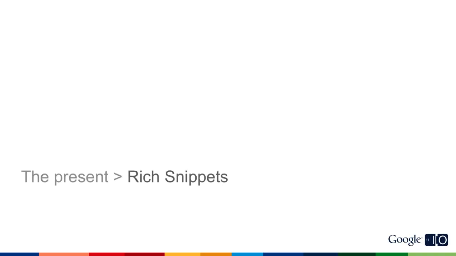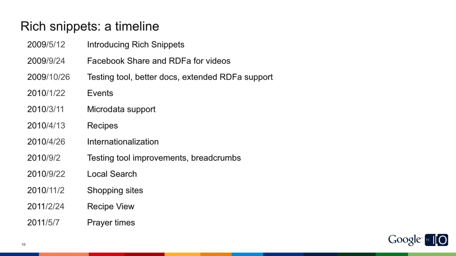All right, so let's talk about rich snippets. We'll dive into this topic. Rich snippets have been around for about 2 years. In fact, 2 years, 2 days from now. And over that time, you can see I have a timeline because this is a presentation and you need a timeline. On my timeline, you can see that over the last 2 years, we've been steadily introducing different types of rich snippets. And we've been introducing different ways for you to mark up those snippets that we recognize and will crawl. From recipes to events to prayer times last week.